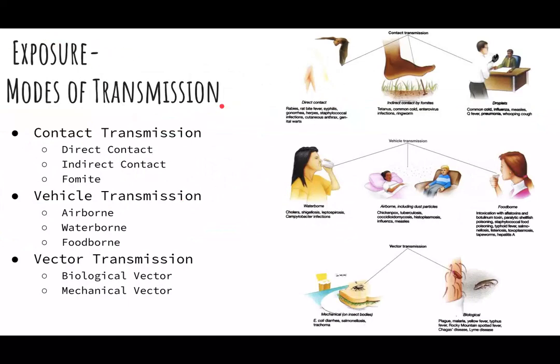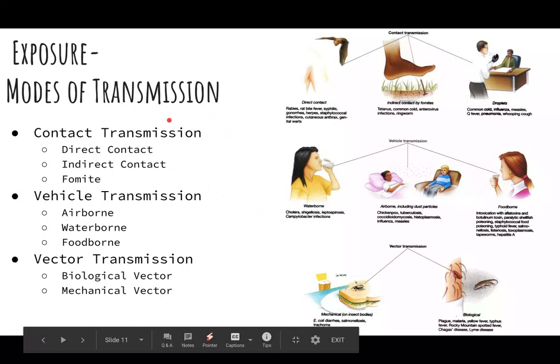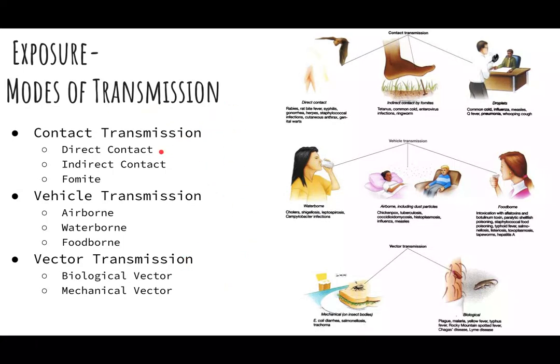So, modes of transmission, how do you actually get exposed to pathogens? We have contact transmission, vehicle transmission, and vector transmission. Within contact transmission, we have direct contact and we have indirect contact. Direct contact is when you make direct contact with an organism that has the disease. So, an animal or a person who is actually infected, you actually touch them and then you are going to get infected with them. In indirect contact, we have transmission through fomites, which are inanimate objects, and droplet transmission.